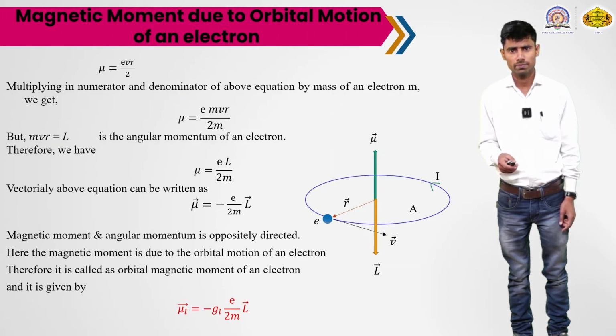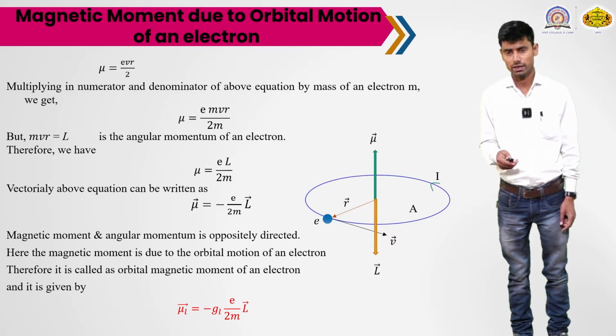So let me multiply the numerator and denominator of this equation by the mass of an electron m. So if I multiply here by the mass of an electron, I will get mu equals e times m v r divided by 2m. Here m v r is nothing but the angular momentum of the electron in that orbit. So L equals m v r. And so I can substitute L instead of m v r, and I will write mu equals e L divided by 2m. So this is the magnitude of the magnetic moment of an electron.